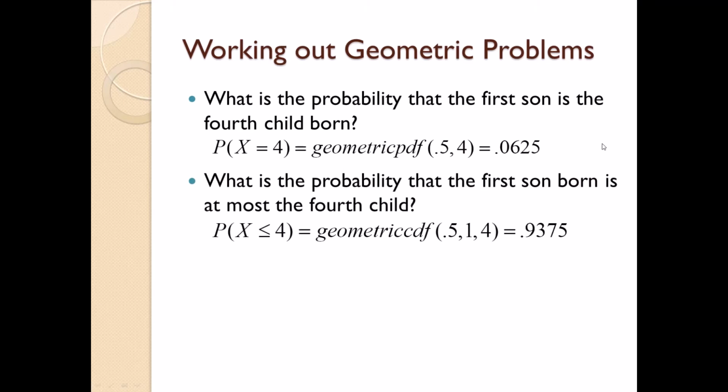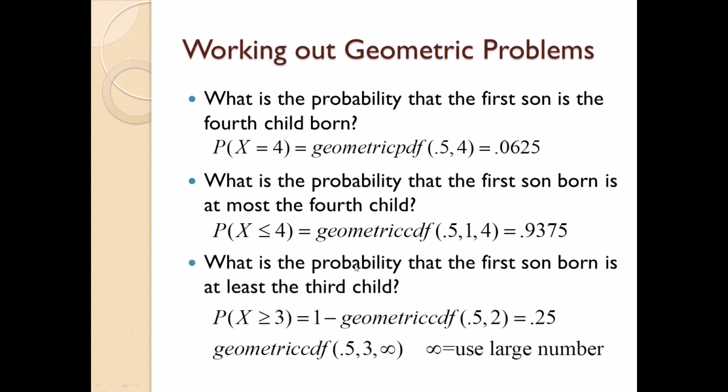So what's the probability the first son born is at most the fourth child? Well, that'll be the first, second, third, or fourth. So this will be a CDF, and it's probably geometCDF, but you get the idea. But it is less than or equal to 4, so it's still 0.5, and then anywhere from 1 to 4, and it's just a bunch of PDFs being added up.